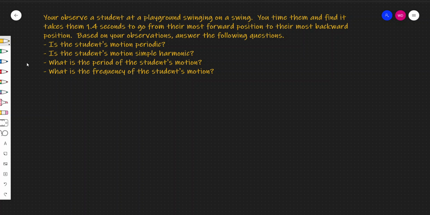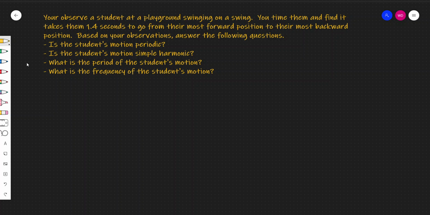So we will be looking at simple harmonic motion, periodic motion, and period and frequency, which are variables that relate to those two concepts. The problem we have here is you observe a student at a playground swinging on a swing. You time them and find it takes them 1.4 seconds to go from their most forward position to their most backward position. Based on your observations, they want to know the following.